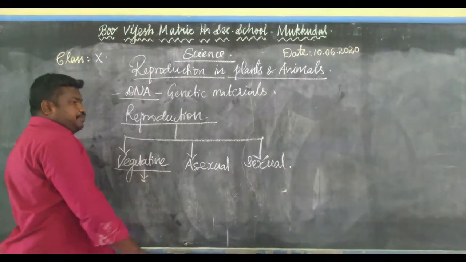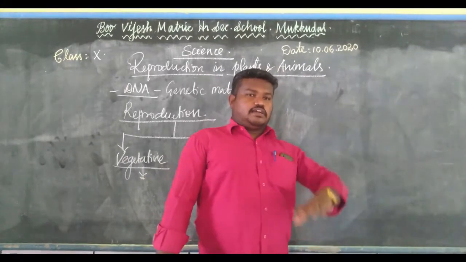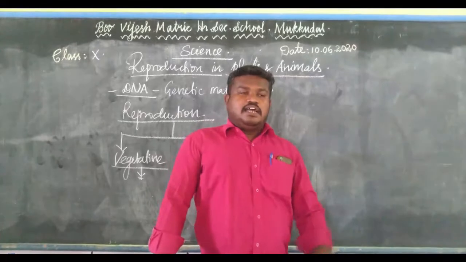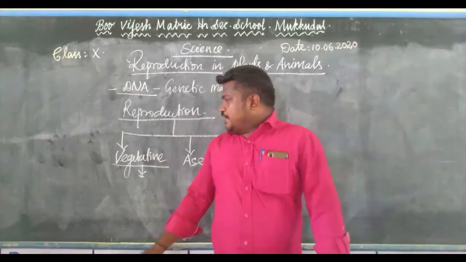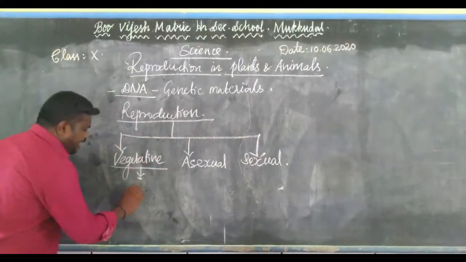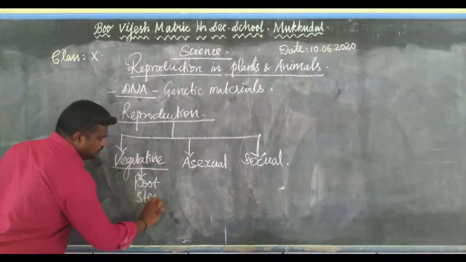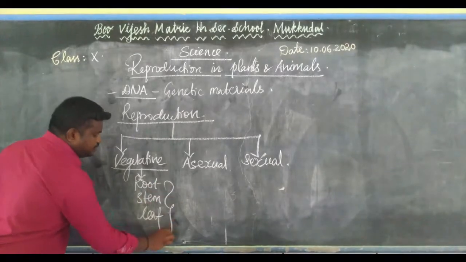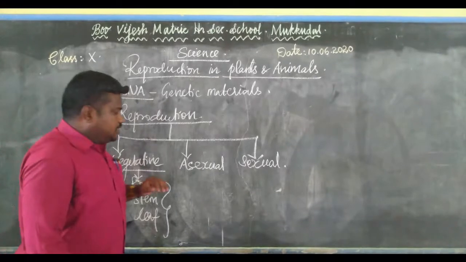Vegetative has so many types. Vegetative means the body parts of the plants or animals produce their offspring. That is known as vegetative reproduction. For example, the body parts of the plant like root, stem and leaf produce the new young ones. That is known as vegetative reproduction.